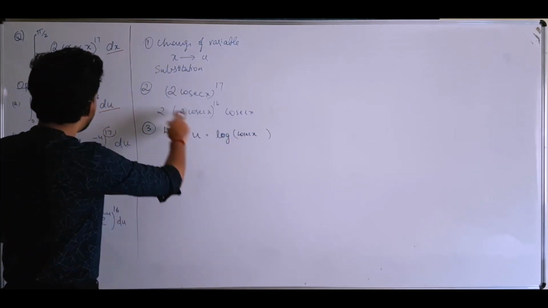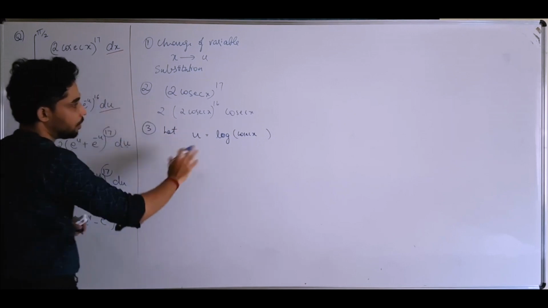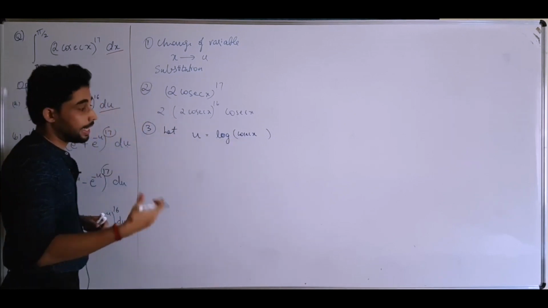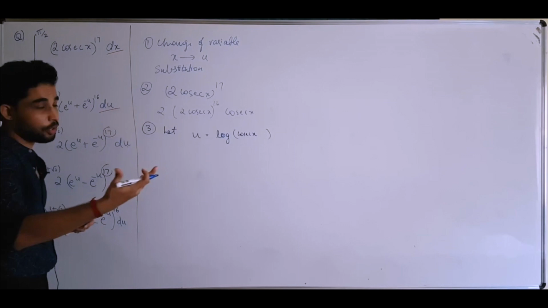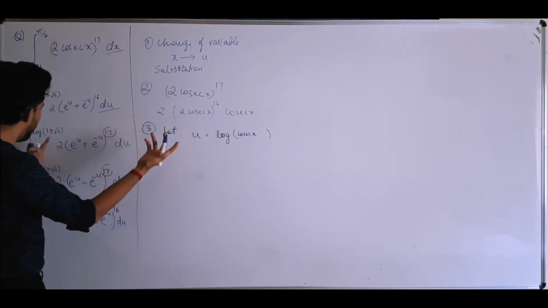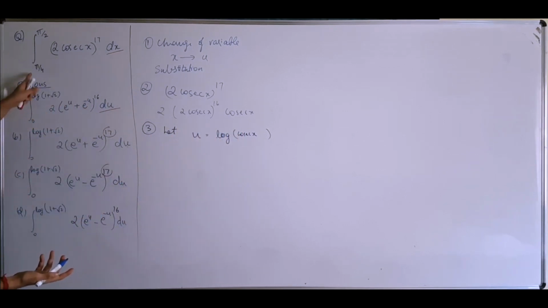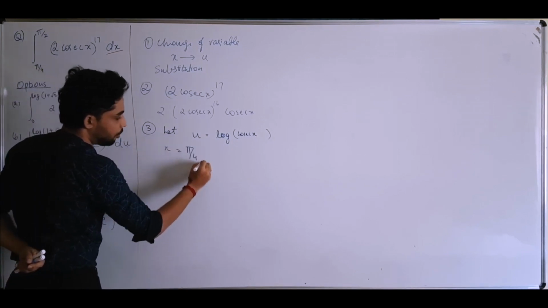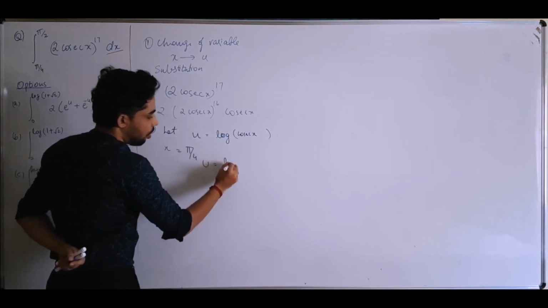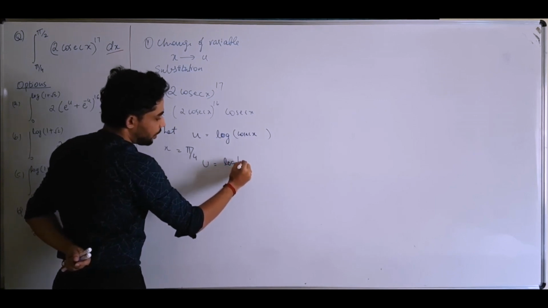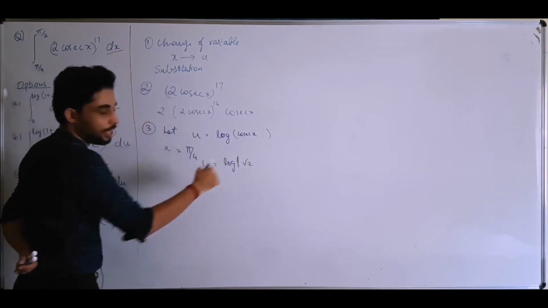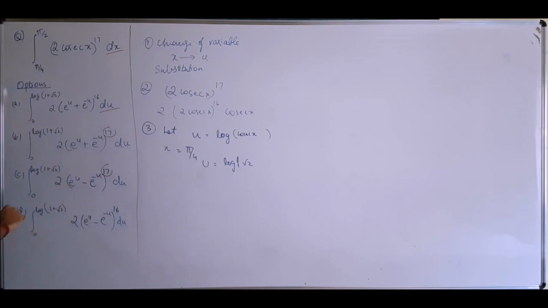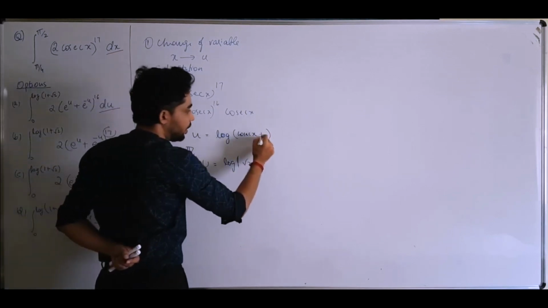Why I say it should be cosec x is because, say suppose you take the lower limit, that is x is equal to pi by 4. If x is equal to pi by 4 in this, I am going to get u as log of cosec pi by 4, that is root 2. So I am going to get root 2 here, and also there is 1 here, which means that I am missing a function here.